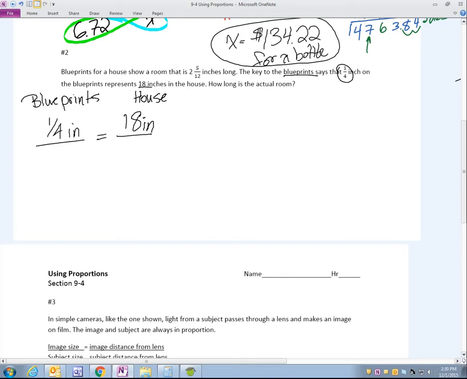Now, what other piece of information do we have? Is it going on the blueprint side or the house side? Jamichael, what do you think? What do you believe to be the true answer? We need a piece of information. The information is either going to go in this spot or this spot. So we need to see, do we have more information about the blueprint or the house? What do we got?